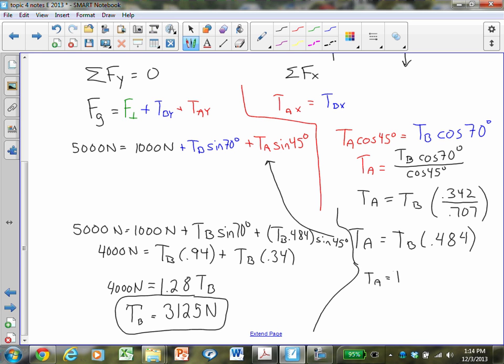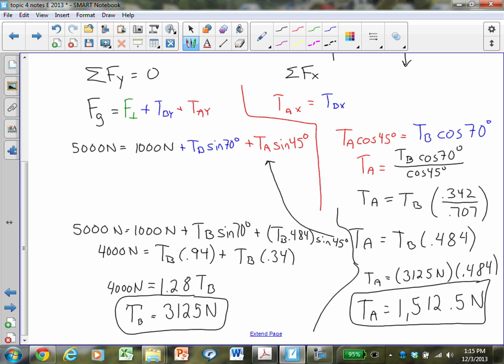TA is TB times 0.484, but since TB is 3125 times 0.484, we get 1,512.5 newtons. So those aren't so bad, right? That's kind of like these, isn't it? Except we had the scale added in.